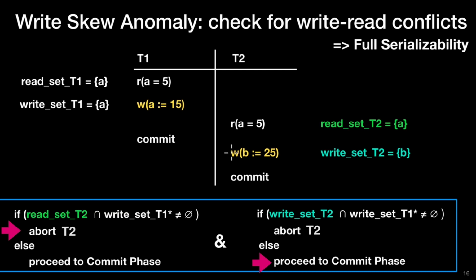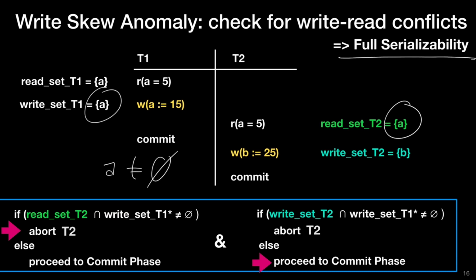You see that the read set of T2 is A, and the write set of T1 is A. So the intersection of that is A, that is not empty. So this fails and we have to abort. So by doing that, we get full serializability under the assumption that the database change operations do not add and remove rows from the database. That's an assumption that's very important here.